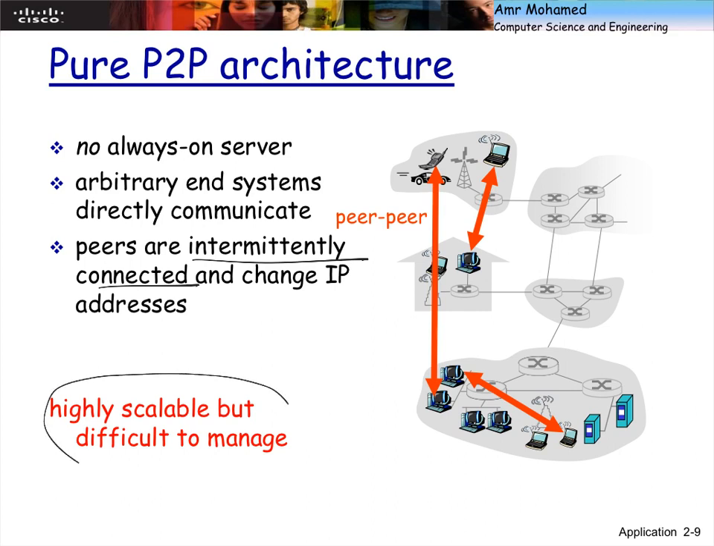The problem now with this peer-to-peer, this pure peer-to-peer architecture, is that it's very difficult to manage. Why? Because if I need a service, if I need one peer to provide me a file to download, okay, I don't know where this file is. So I don't really know which peer I should connect to.